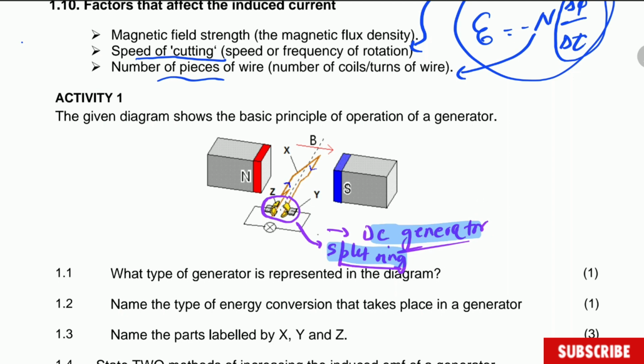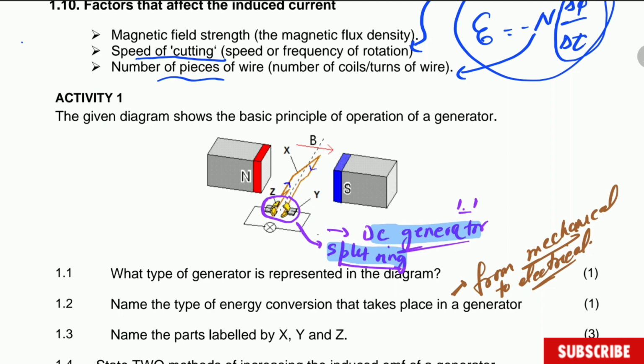So we just answer here question 1.1. Name the type of energy conversion that takes place in the generator. Another very easy mark, guys. All generators convert energy from mechanical to electrical. So the energy conversion is from mechanical energy to electrical energy.